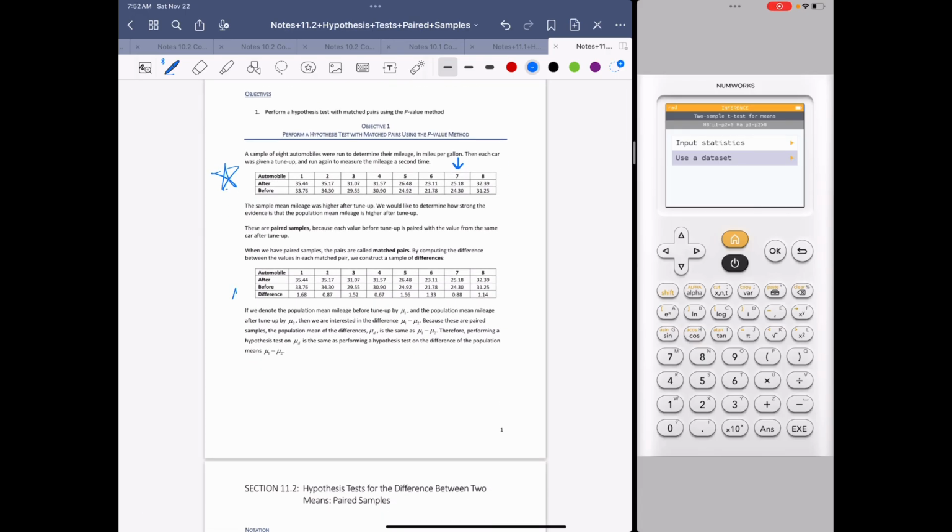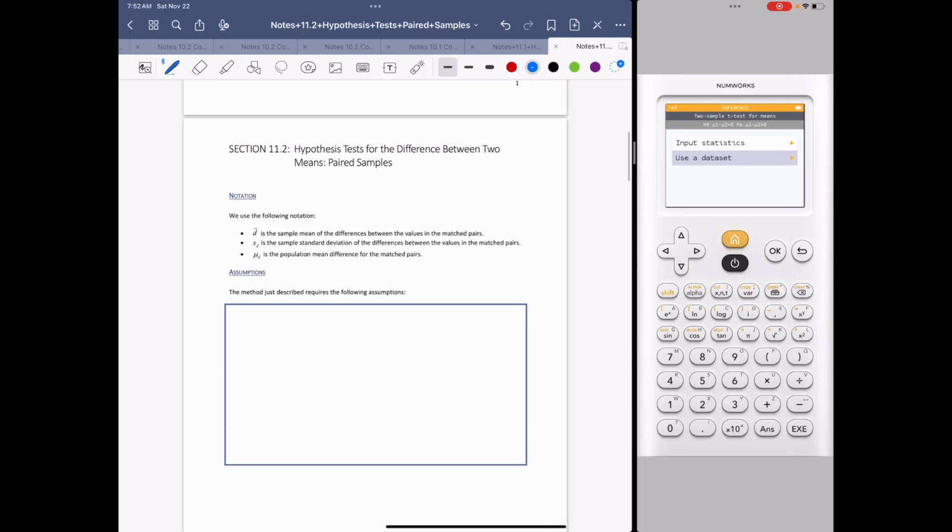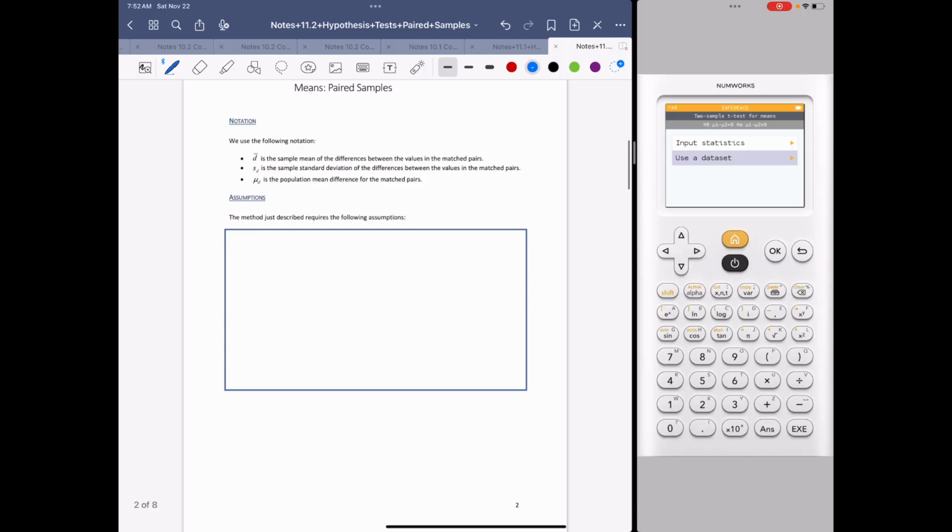And if you look at what they've done here, they've done the differences, and that's all we're going to look at. We're going to do a one sample t with only the differences, like what we did in the confidence interval. The notation that your book uses that I like is the D bar. It's the mean of the differences, the sample mean. SD is the standard deviation of the differences. And mu of D is the population mean of the differences, which is what we're aiming for.